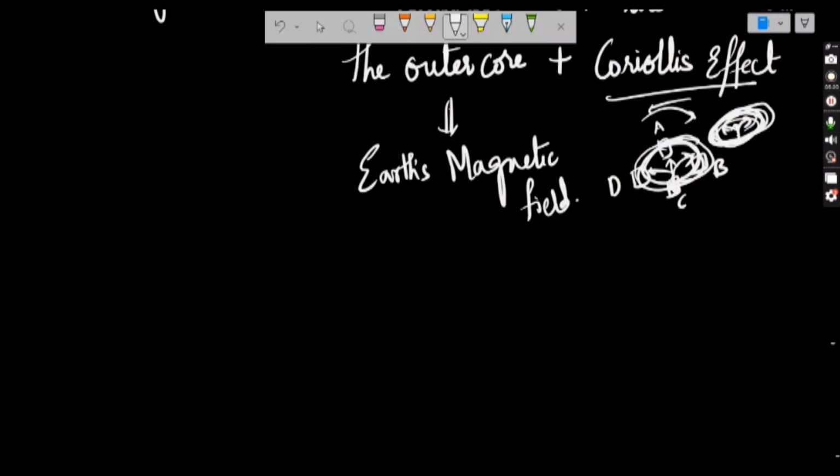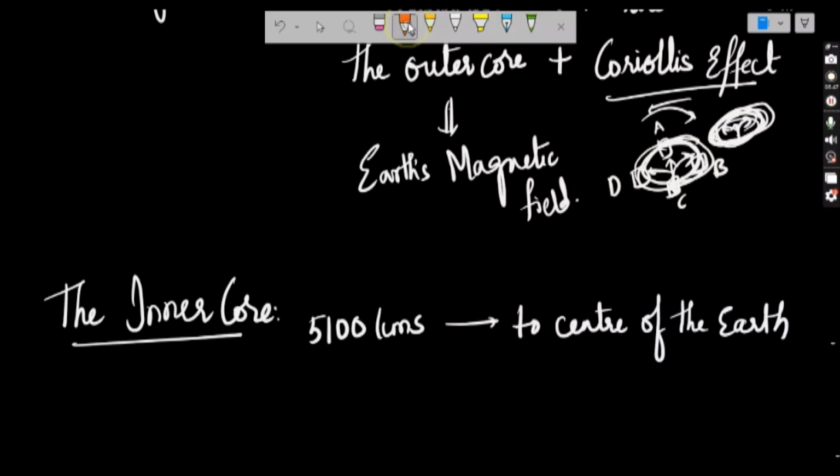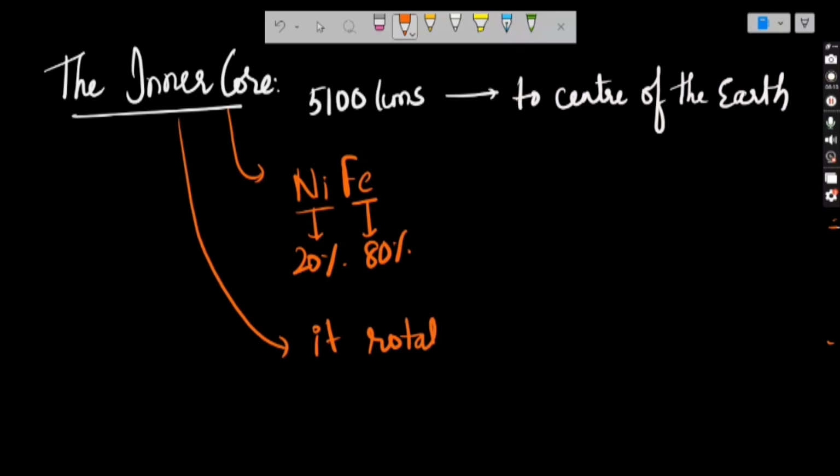Then we look at the inner core. When it comes to the inner core, it is at the center of the earth. It extends from the center of the earth to 5,100 kilometers. We have seen the outer core is above 5,100 kilometers, and from there to the center it is called inner. Then we'll change the color. It is also made up of nickel plus ferrous. Iron is around 80% and nickel is around 20%, and it rotates slightly faster. So the inner core rotates faster relative to the surface.